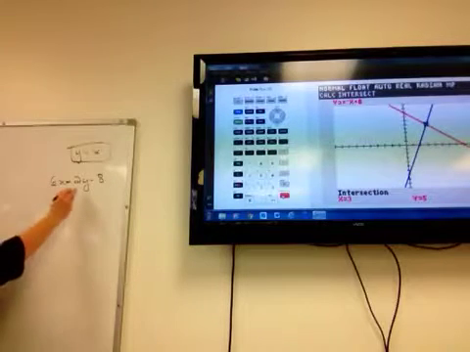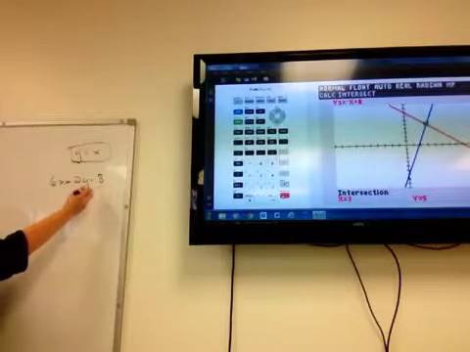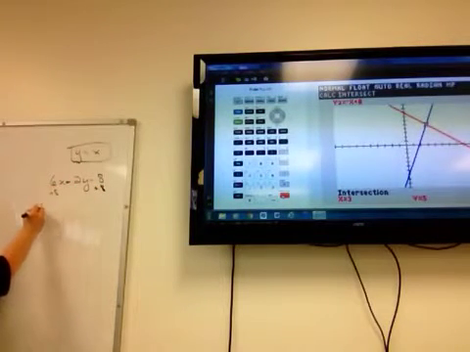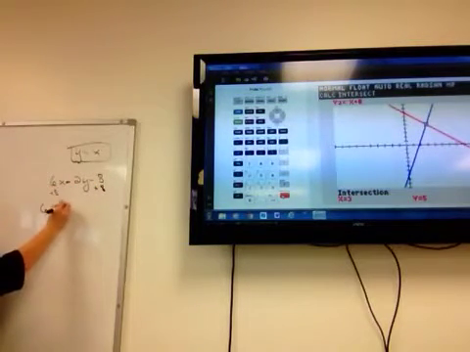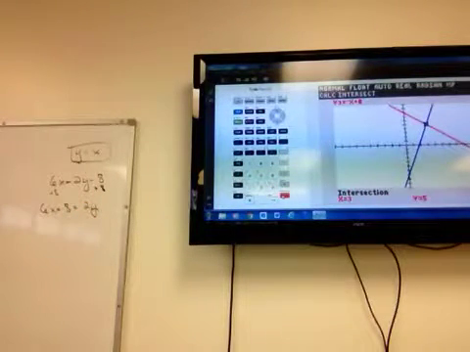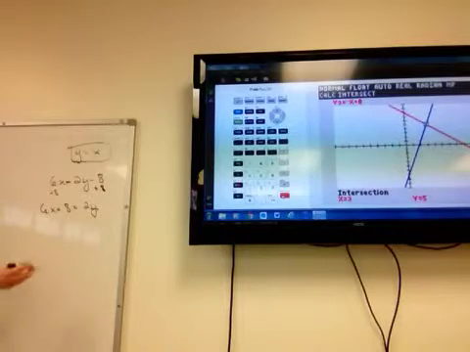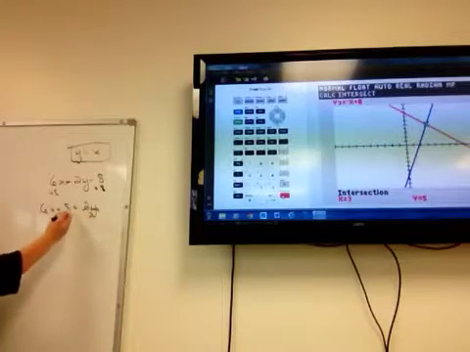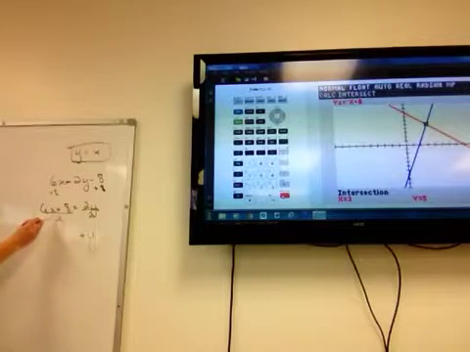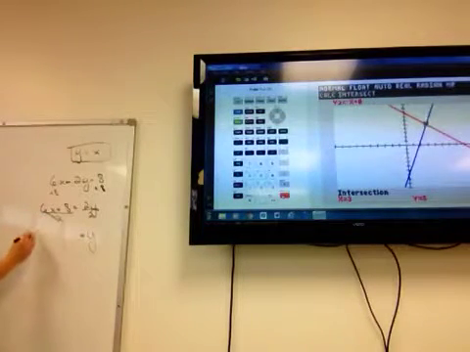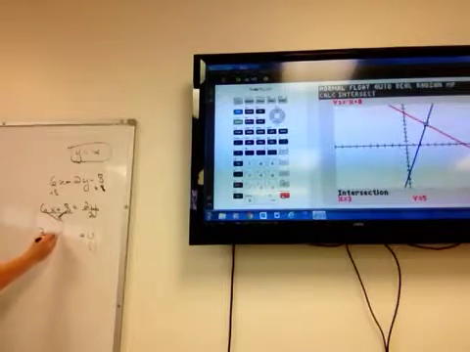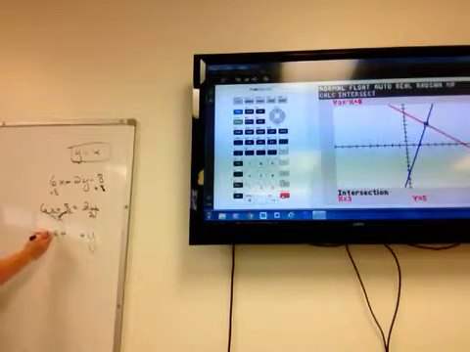So if I'm going to get this y alone, I first have to get rid of minus 8 by adding 8. So I have 6x plus 8 equals 2y. And then divide by 2 to get y alone. So remember, this 2 goes with the 6, so 6 over 2 is 3x, and the 2 goes with the 8, 8 over 2 is 4.